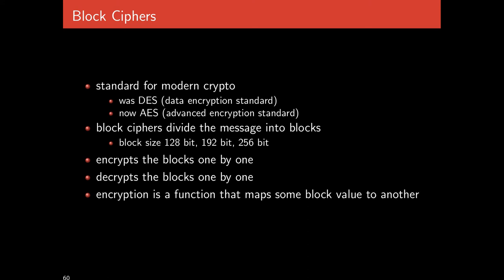So now the encryption is a function that maps some 128-bit block to another 128-bit block. It's just a function that takes a key and turns one block into another block, thereby encrypting or decrypting it. So what can go wrong?